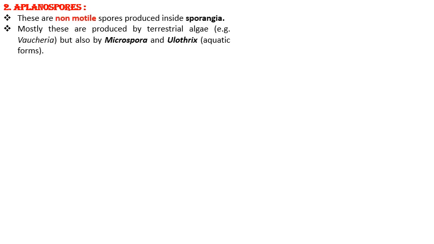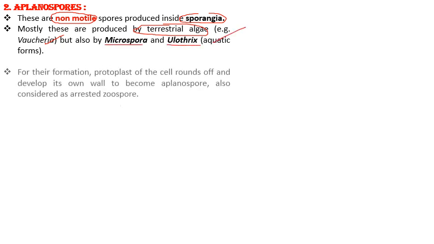Next we have aplanospores. As the name indicates, these are non-motile spores. ये जो spores होते हैं ये move नहीं कर सकते, they don't have flagella, they lack flagella, और ये बनते हैं sporangia के अंदर, और ये produce किए जाते हैं mostly by terrestrial algae. For example, we have Vaucheria, but there are some aquatic forms. कुछ aquatic forms भी हैं जैसे Microspora है, Ulothrix है, इनमें भी ये produce होते हैं.